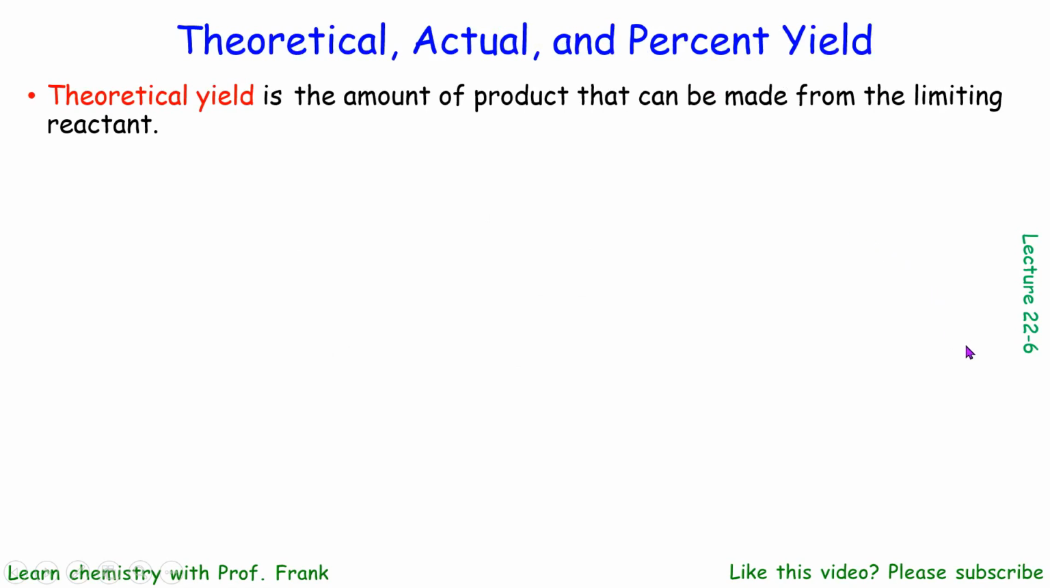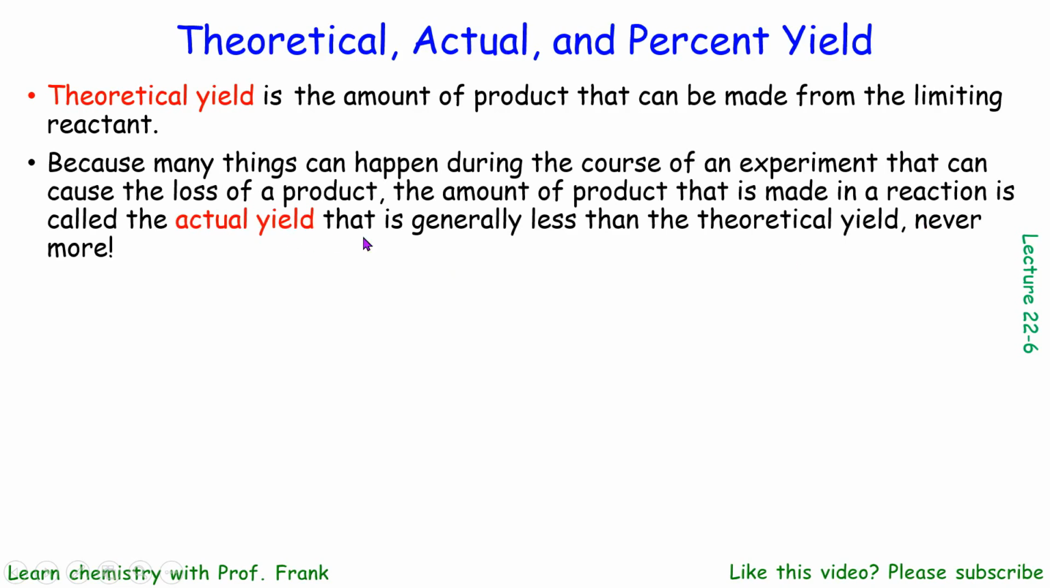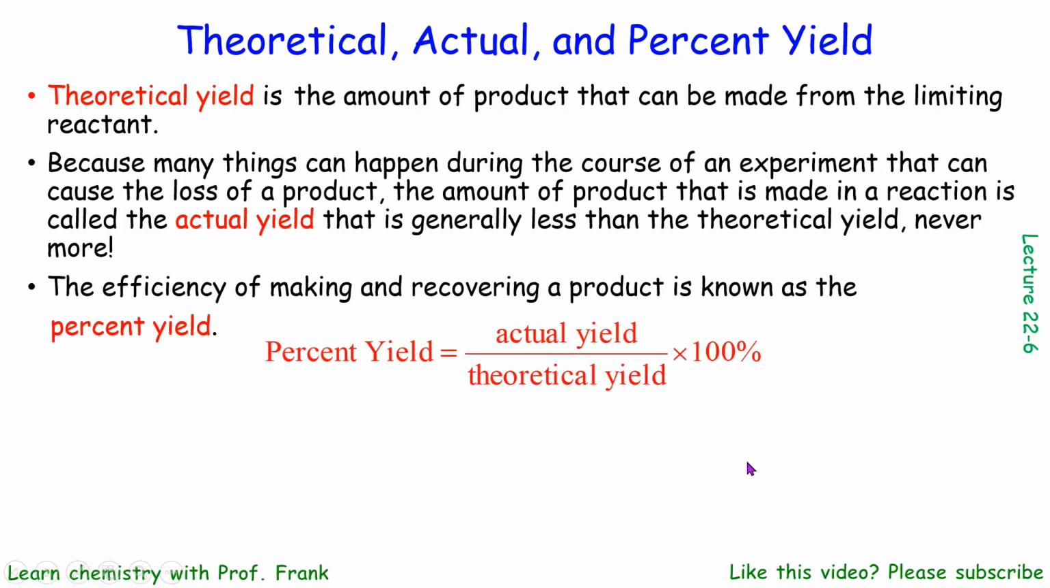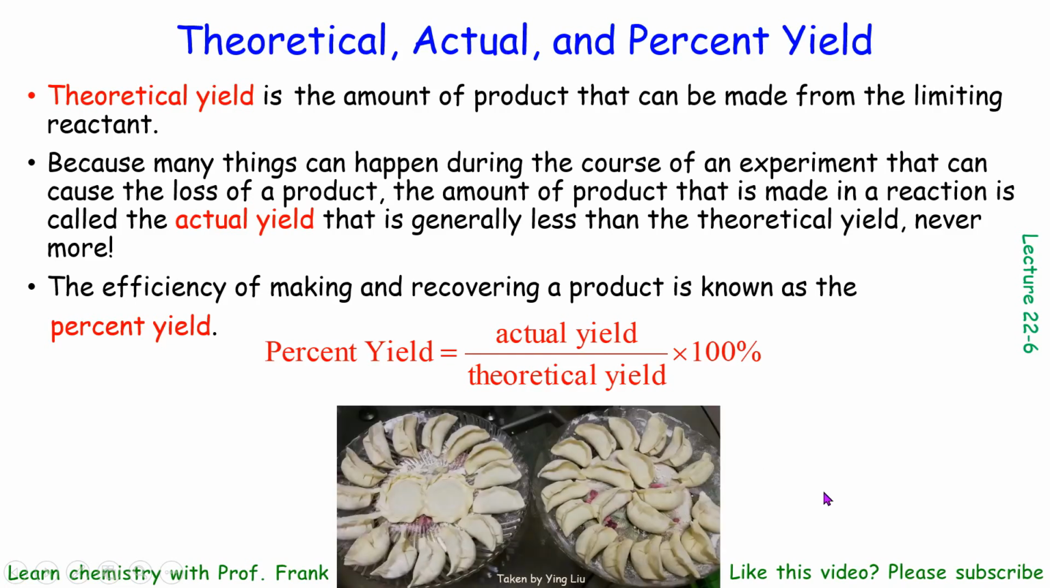Theoretical yield is basically the amount of product that can be made from the limiting reactant, because after the limiting reactant is used up, reaction stops. No more products can be made. The actual yield is the actual quantity obtained after a given reaction. Typically, it's always lower than the theoretical yield. And then the percent yield can be calculated using this equation. That's the 3 different yields we use to describe a chemical reaction.